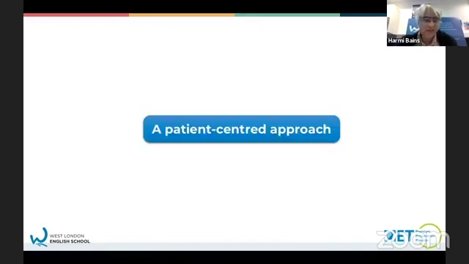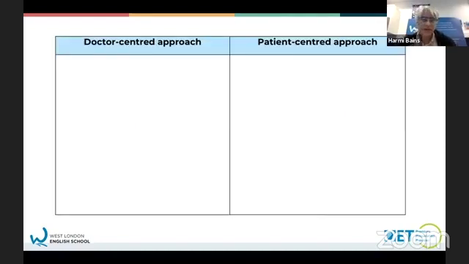Okay, I mentioned something about a patient-centered approach. Just have a quick look at this, because this is really what they want with OET Speaking. And it's really useful if you're looking at working here in the UK, because it's something that we've incorporated within the healthcare systems. It came into play around the 1970s. But we have a traditional doctor-centered approach, and we have the more modern day patient-centered approach.